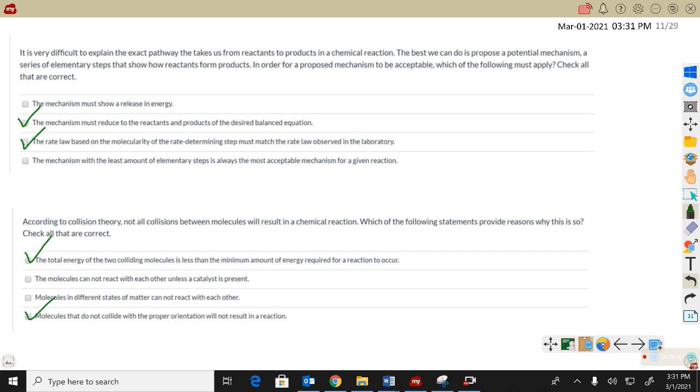In the second question, they refer to the fact that not all collisions result in a chemical reaction. We say that collisions need to be effective. Particles need to collide with sufficient energy and in the proper orientation. If the two colliding molecules have less than the minimum amount of energy required for the reaction to occur, that could be a reason why there was no chemical reaction. And same with the last choice, that the molecules did not collide in the proper orientation. Then they may collide, but if not in the proper orientation, we may not have a chemical reaction.